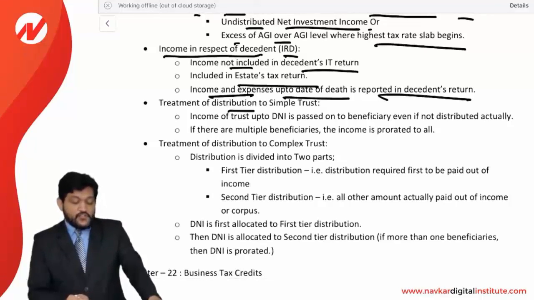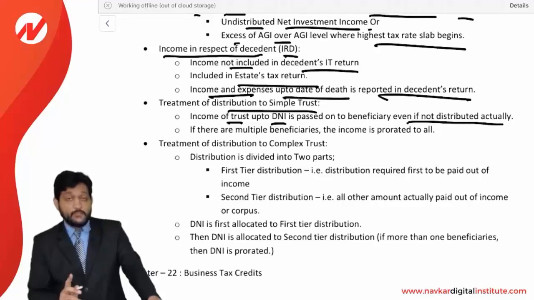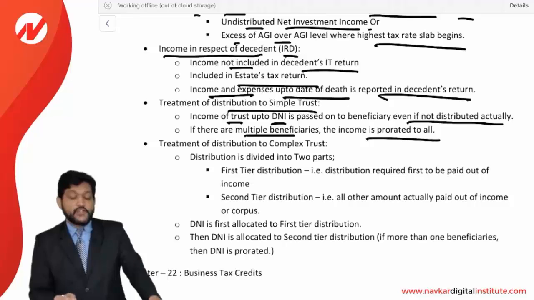Treatment of a distribution to a simple trust. Income of a trust up to DNI is passed on to the beneficiary even if not distributed actually. See, this is a simple trust rule. Up to DNI it is going to be taxable to the beneficiary whether distributed or not. If there are multiple beneficiaries, then income is prorated to all as per their respective share.